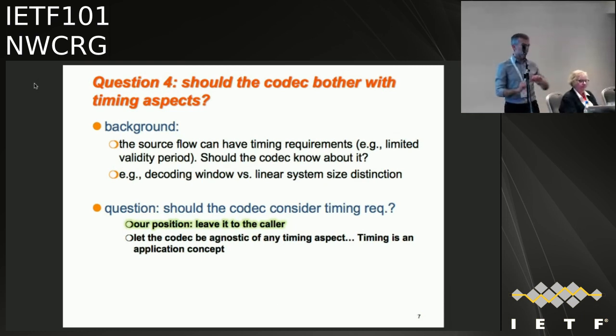Next. Fourth question. I still have 5 minutes. Should the codec, once again, same type of question, should the codec take into consideration timing aspects? If you are manipulating a real-time flow, there is a limited validity duration for each piece of information that you will send to the receiver. So should the codec and the API be aware of those timing aspects or not? Once again, it has implications from the API point of view, because there are typically with sliding window codes this distinction between decoding window, which needs to consider timing aspects, and linear system size, which does not consider timing aspects. So there are consequences.